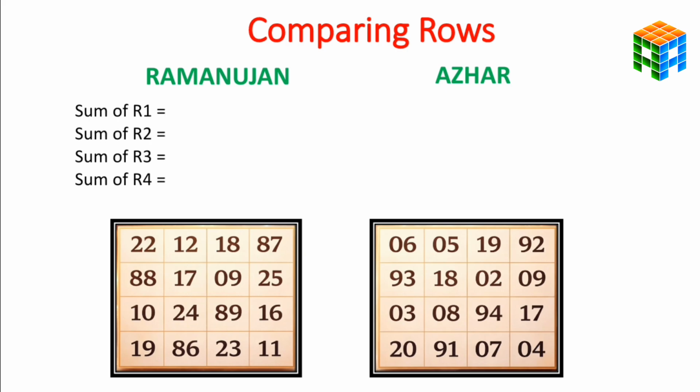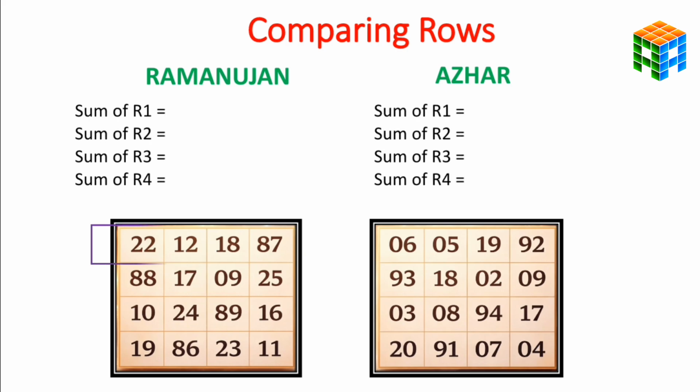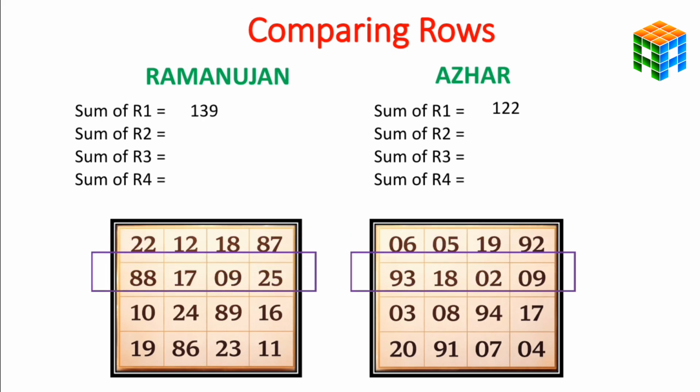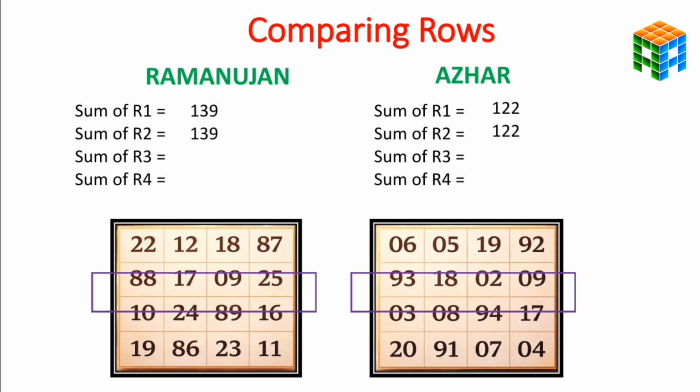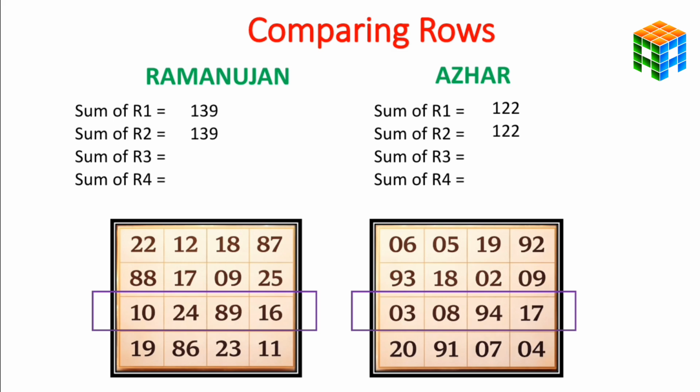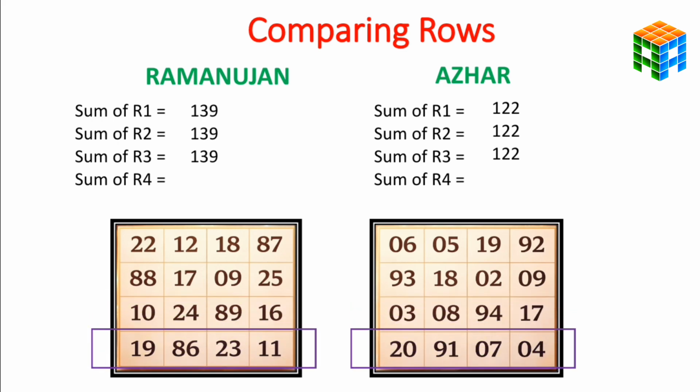Compare the rows. Look at the first two rows. The sum is 139. On the right side, in my magic square, the sum is 122. Again, in the second row, the sum in the Ramanujan square is 139 and in my magic square 122. Similarly, all the rows in the Ramanujan square give the same sum 139, whereas in my magic square, all the row sums are 122.